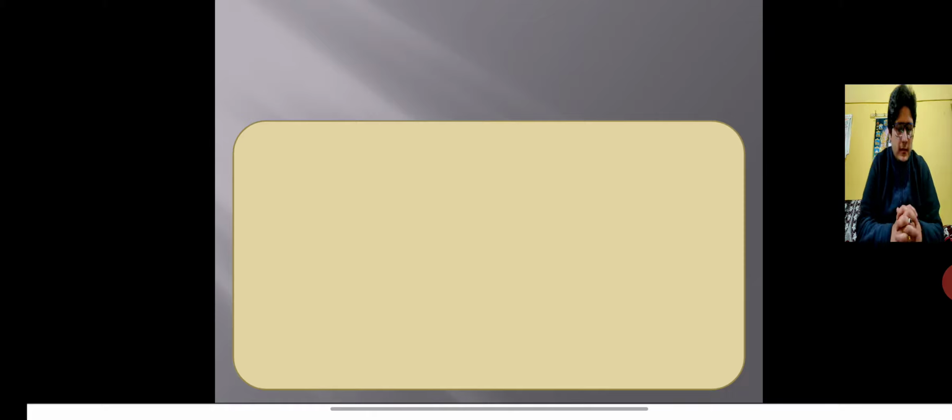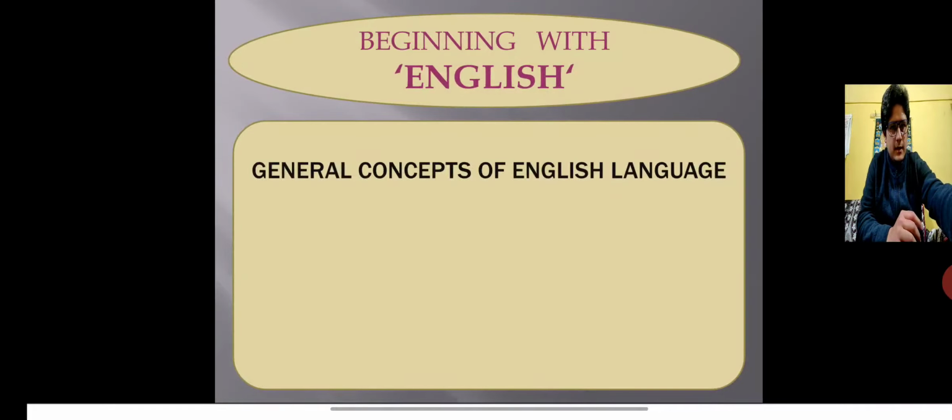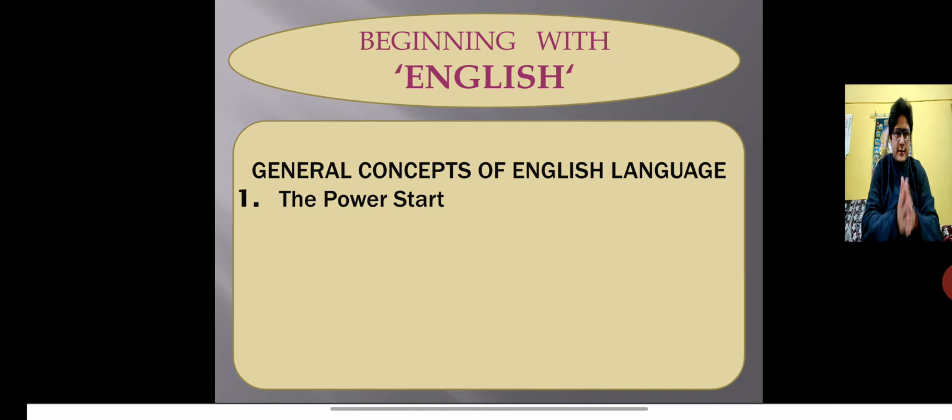Now, children, in this class we are going to learn how to proceed chronologically, in a serial order, with English. So let us begin with the general concepts of English language. Children, I've tried to mold this concept into individual explanatory concepts. Therefore, I've termed it general concepts of English language. The power start. Okay, let's give it a head start, children.